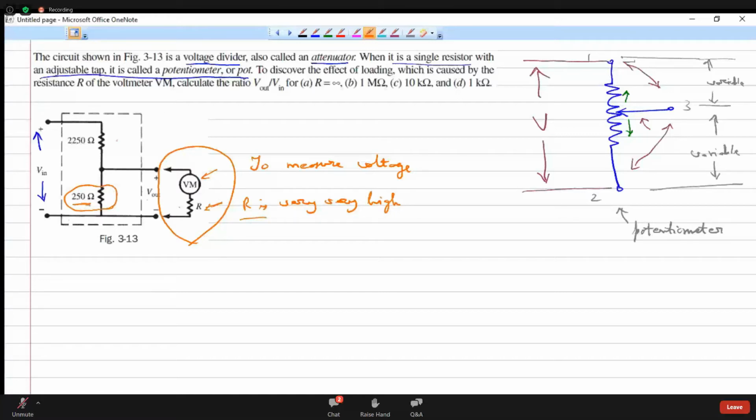Otherwise, as soon as we attach this voltmeter, if R is very low, whatever current is coming here, instead of flowing through this path, will take an alternative route through our voltmeter. That should not happen. So how to prevent this? We should make R very high, so that the current through the circuit will not enter our voltmeter and cause any loading effect. This effect is called the loading effect.